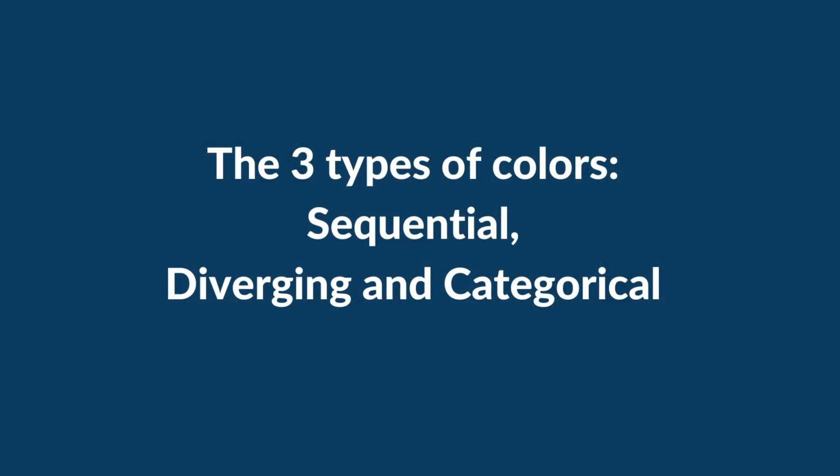You talk about three types of colors, right? Sequential, divergent, and categorical. Of course, we don't have the visual aids right now, but is it possible to talk us through in words? Yes, yes, sure. Let's start.